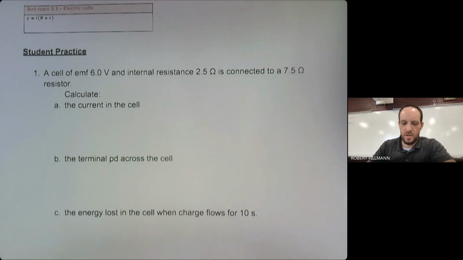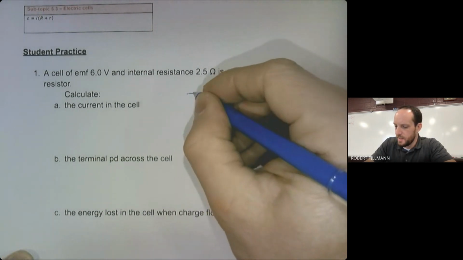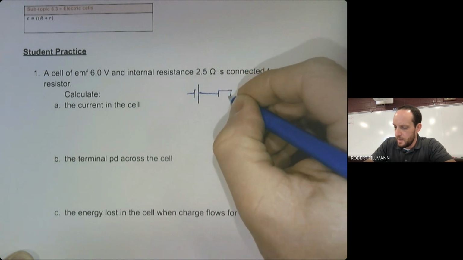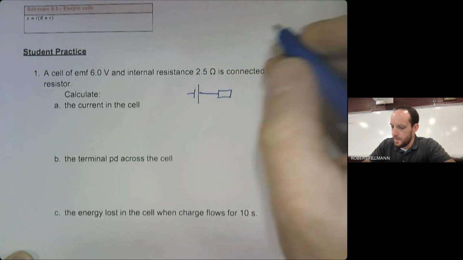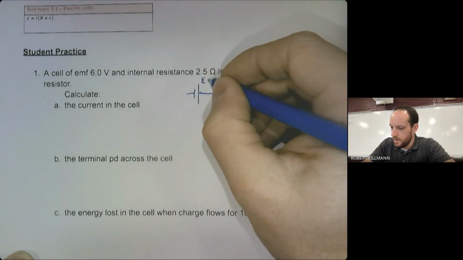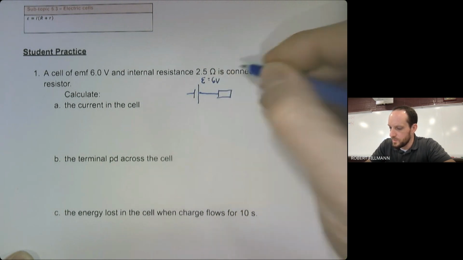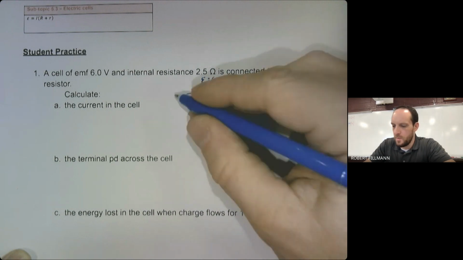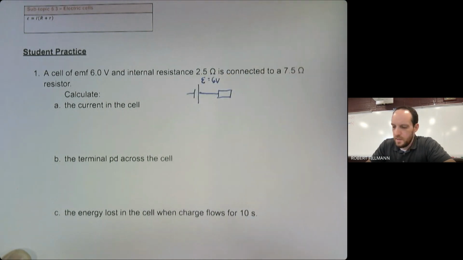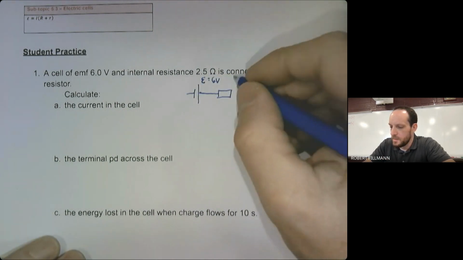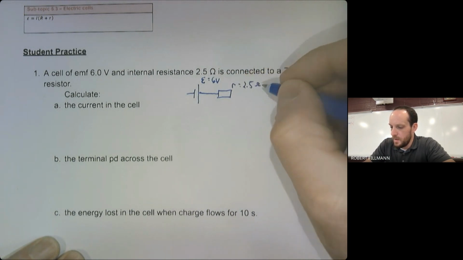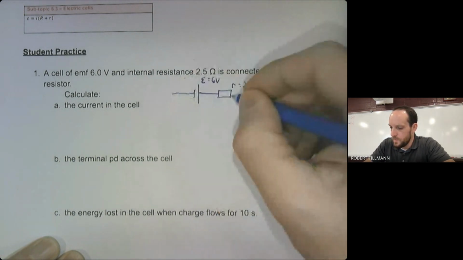So what I almost always would encourage you to do if you have the time is make a sketch of this just so we can visualize what's happening. Okay. So we have the EMF, the little EMF symbol here is 6 volts. And then we have our internal resistance. And it doesn't really matter whether I put it to the left or to the right of this cell. It's just in line with it. It's in series with it. So little r is going to be 2.5 ohms.